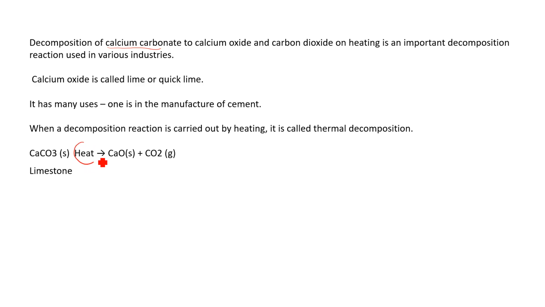Now, when this is heated, it forms calcium oxide. Calcium oxide is also called lime or quicklime. These are all the common names. Plus carbon dioxide. Now, this lime is used in the manufacture of cement. This reaction also comes under thermal decomposition because calcium carbonate on heating gives calcium oxide and carbon dioxide.